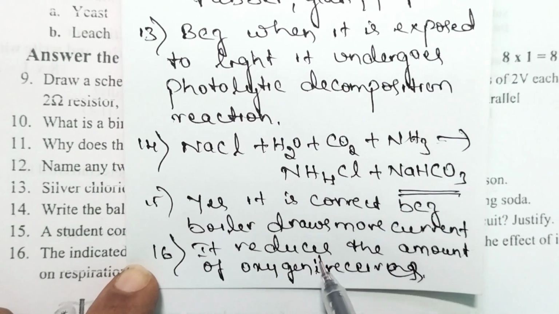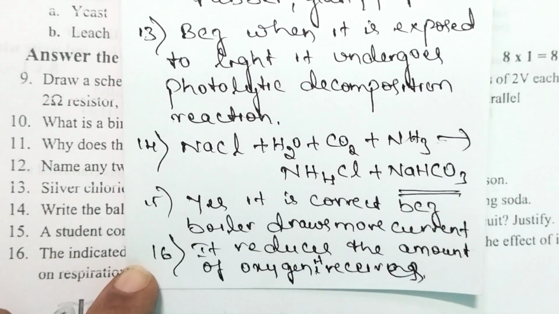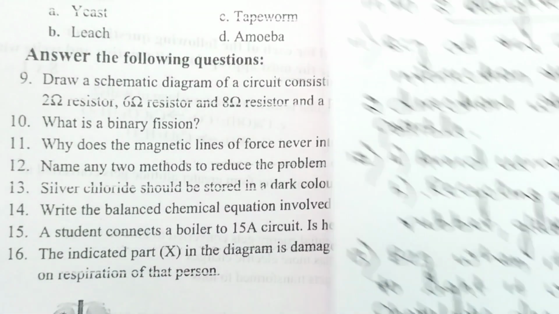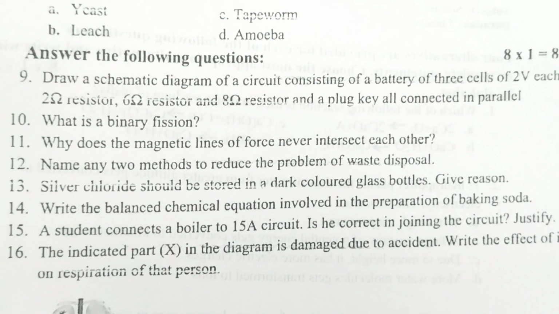So the amount of oxygen it receives goes on reducing. Because of this, cellular respiration does not happen properly. So it reduces the amount of oxygen it receives. So this is the answer for 16th question. So like this we have to answer. So remaining part of the questions will be answered in the next video. Thank you very much.